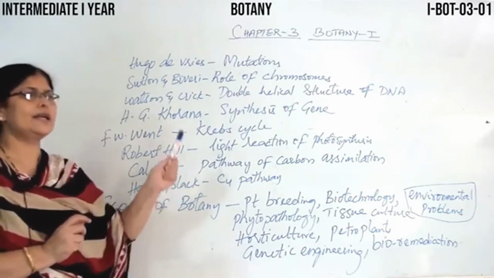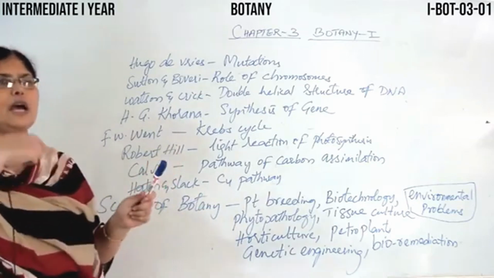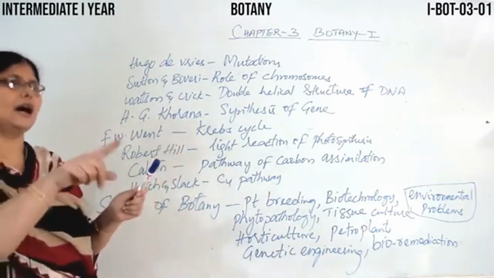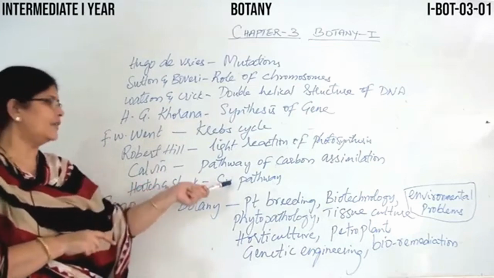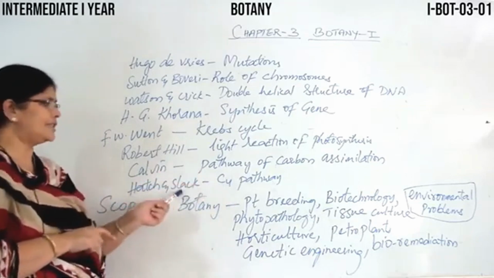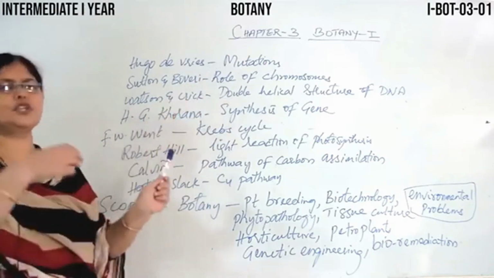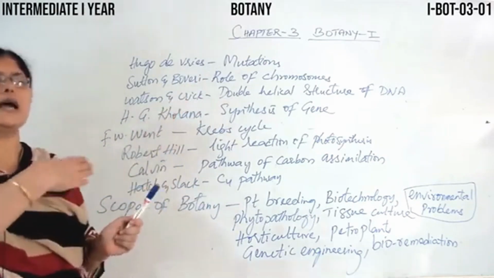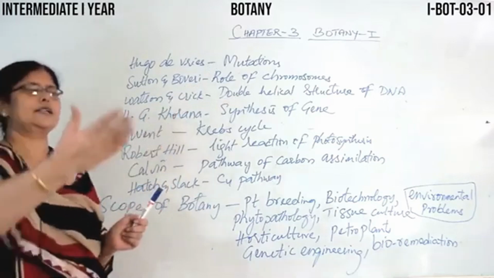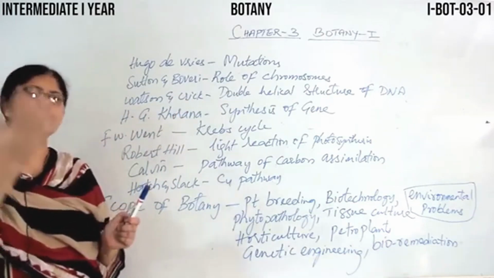And similarly, there are certain plants whose pathway of carbon fixation is in a different manner other than that of the Calvin cycle, and that was described by Hatch and Slack in the C4 pathway. So these are the important topics which eventually you will learn in first and second year of botany, and in further studies when you do in graduation and post-graduation.